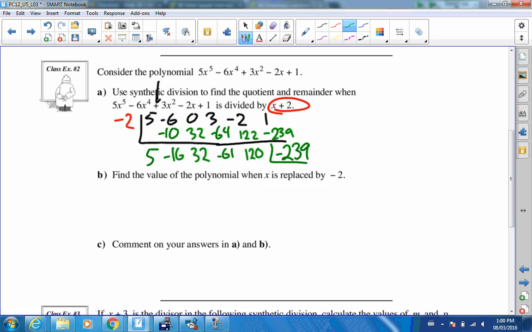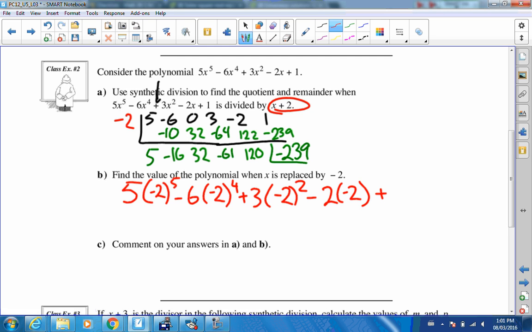Holy cramoles. Good. Now they want me to find the value of the polynomial when x is replaced by negative 2. So let's see how I can do on this. This will be a serious workout for McManus's mental math. Anywhom, 5 times negative 2 to the 5th minus 6 times negative 2 to the 4th plus 3 times negative 2 squared minus 2 times negative 2 plus 1.